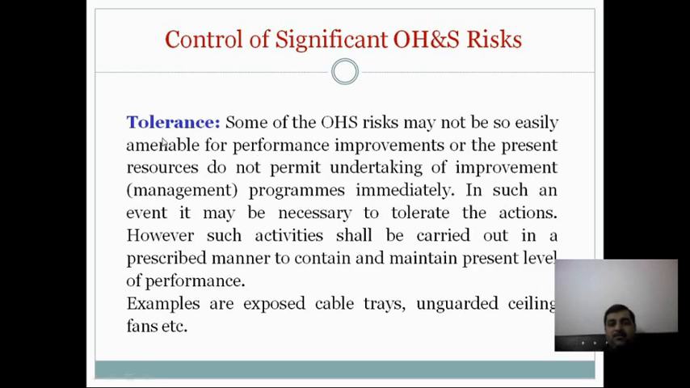Finally, tolerance. Some of the activities you cannot actually leave. They have to go ahead as they are, so you do not permit undertaking improvement management. Immediately in such cases, you have to carry out the activity the way it is. So when there is tolerance, there is a last level of protection, that is personal protective equipment, which you have to follow. So we have our 3 levels of control.